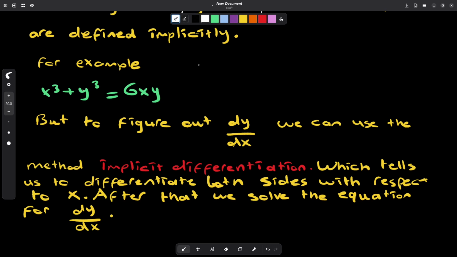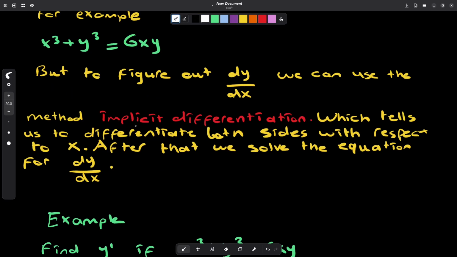For example, x cubed plus y cubed is equal to 6 multiplied with xy. You cannot leave y alone, but still you can figure out the derivative. We will use the method called implicit differentiation, which tells us to differentiate both sides with respect to x. After that, we solve the equation for dy by dx, so we will leave y derivative alone, and we will get a function.